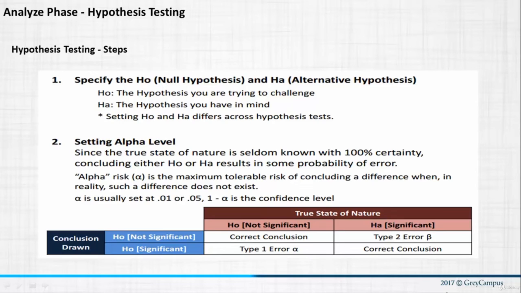With hypothesis testing, you can never be 100%. There is always risk of being wrong. In the table at the bottom of the slide, you can see the 2 types of error, type 1 or alpha error versus type 2 or beta error.